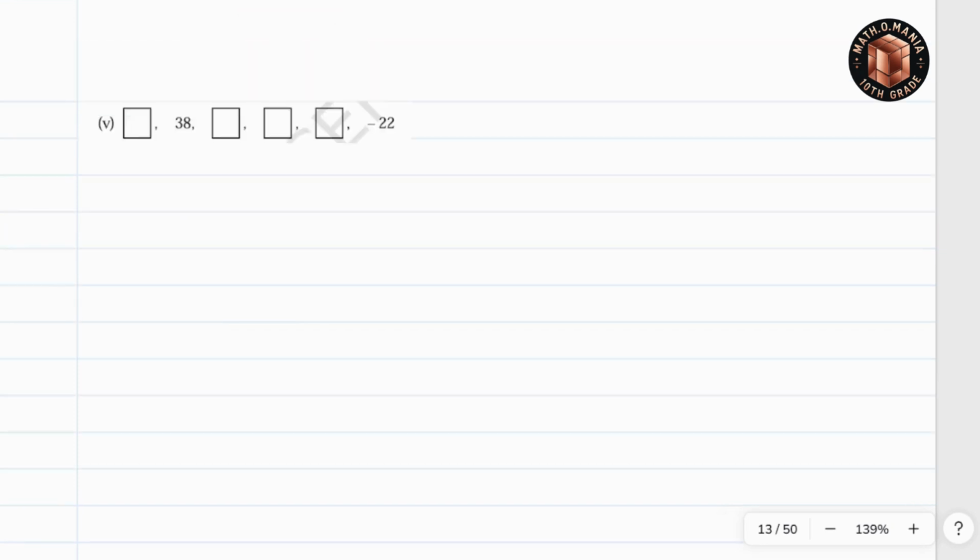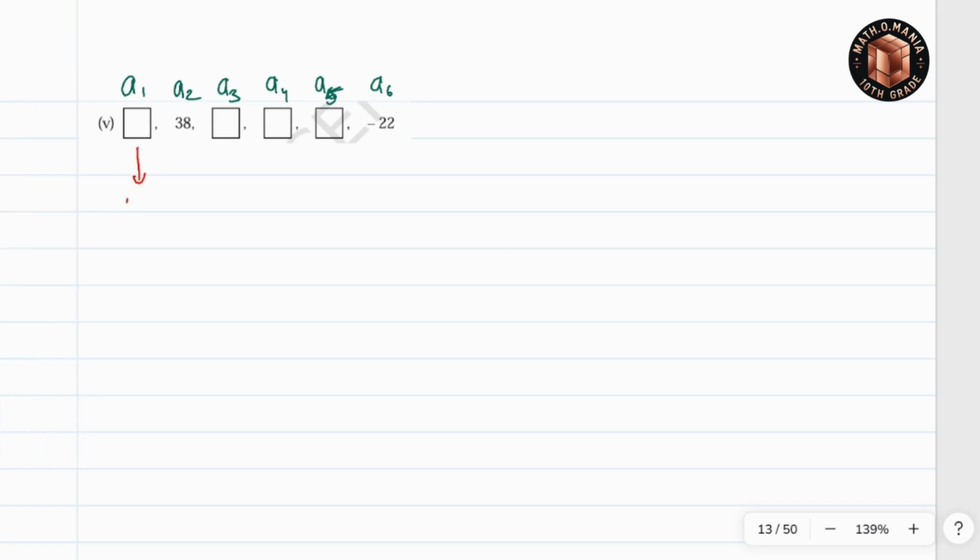Now, let's do question number 5. Here, what all things are given? The first term is empty, meaning it is missing. Then comes 38. Then the other three are all missing. At the last term, minus 22 is also given. This one is our A1, this is A2, this is A3, A4, A5, A6, right? These terms are given.